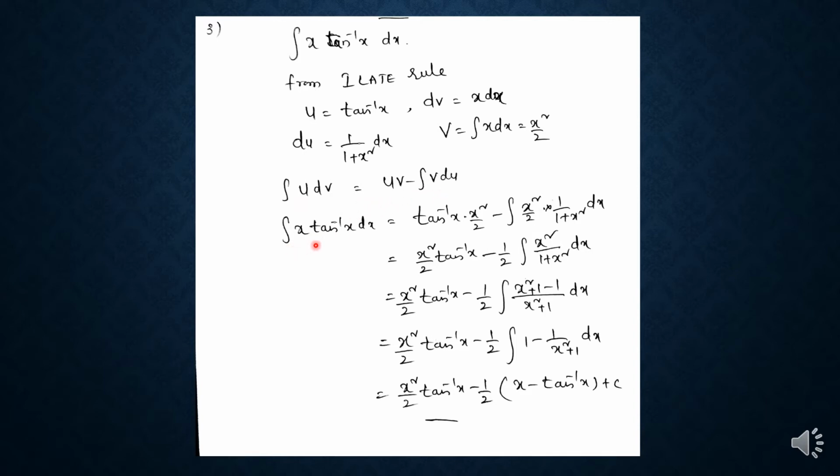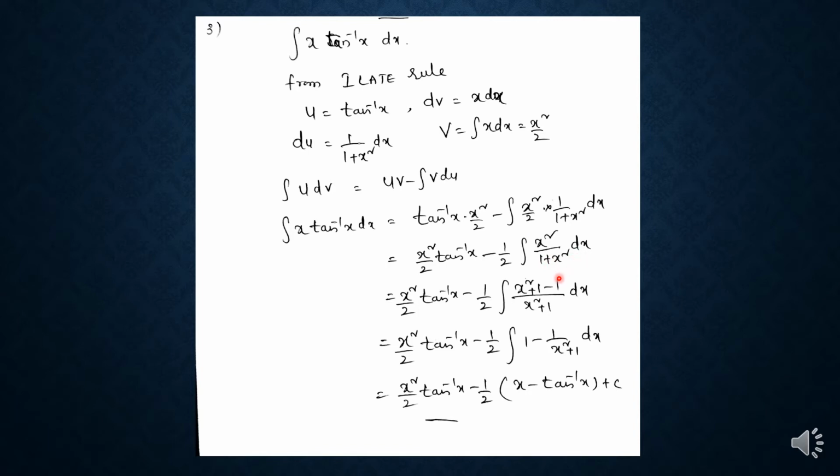Integral x into tan inverse x dx is equal to u means tan inverse x into v means x square by 2, tan inverse x into x square by 2, minus integral v, x square by 2, into du, 1 by 1 plus x square dx. So this can be written as x square by 2 tan inverse x minus, by taking the constant out of the integral, 1 by 2 into integral x square by 1 plus x square dx.